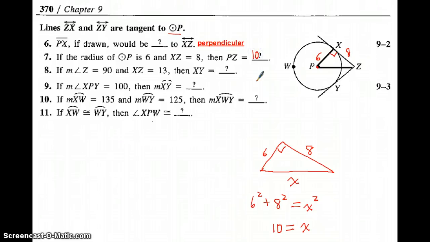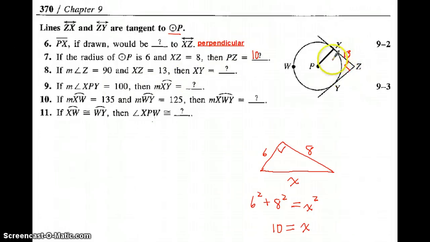Okay. If the measure of angle Z is 90, ooh, that's interesting. And this other stuff now I can forget about. If the measure of angle Z is 90, wow, maybe I should get rid of this too. Okay. The measure of angle Z is 90. Well, that'd be weird. And XZ is 13. Then how long is it from X to Y?